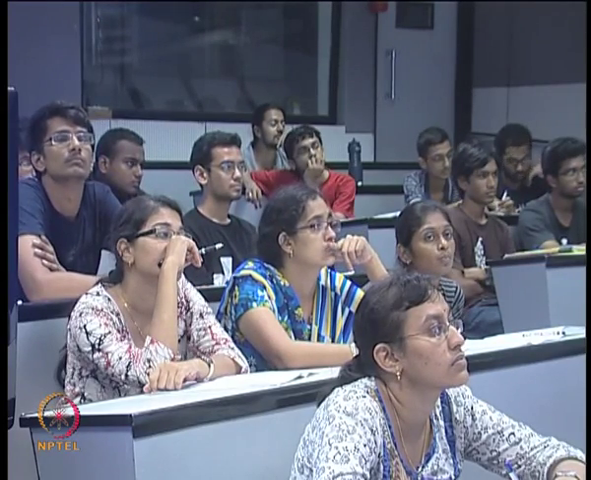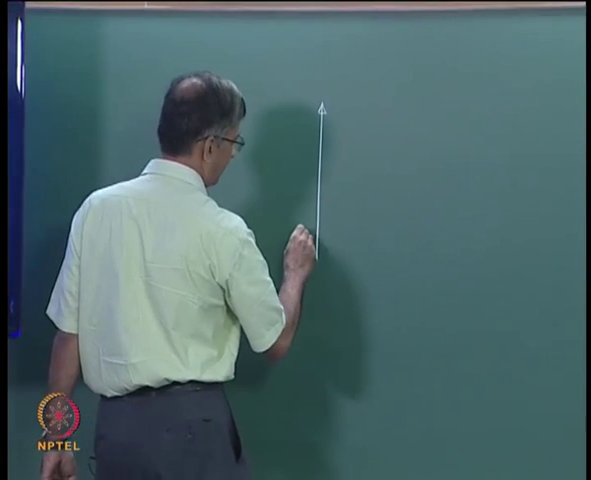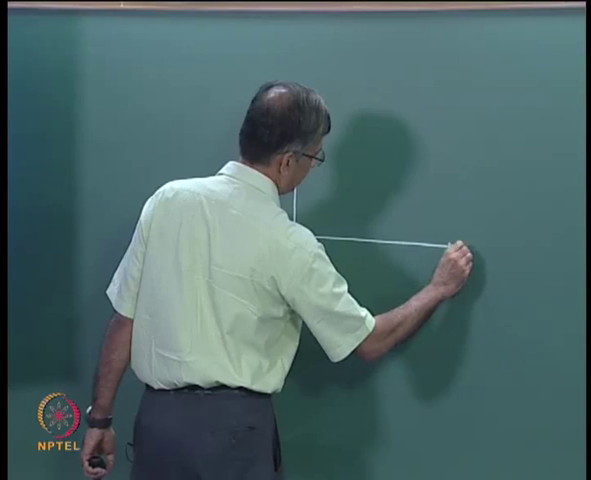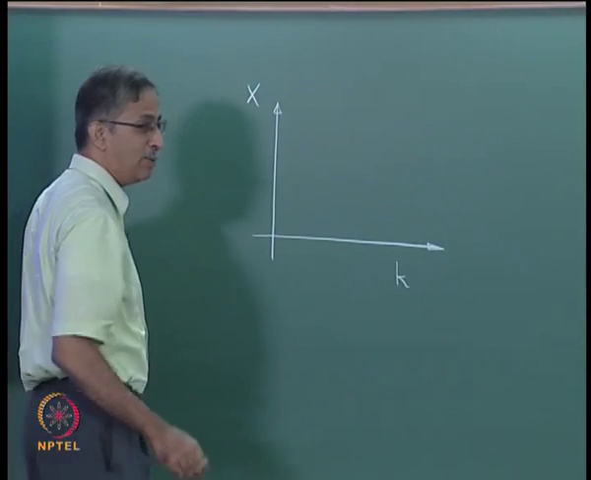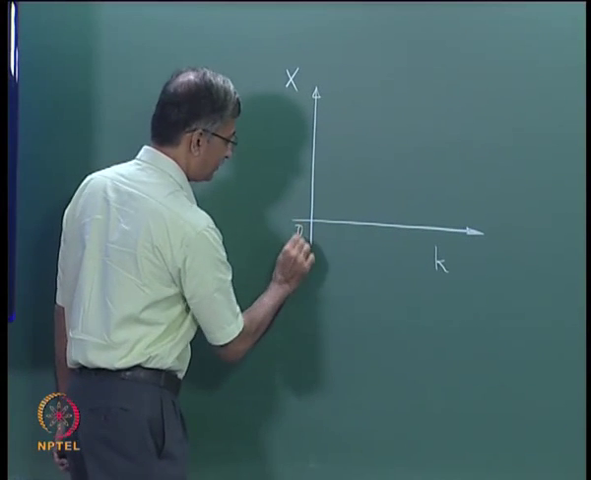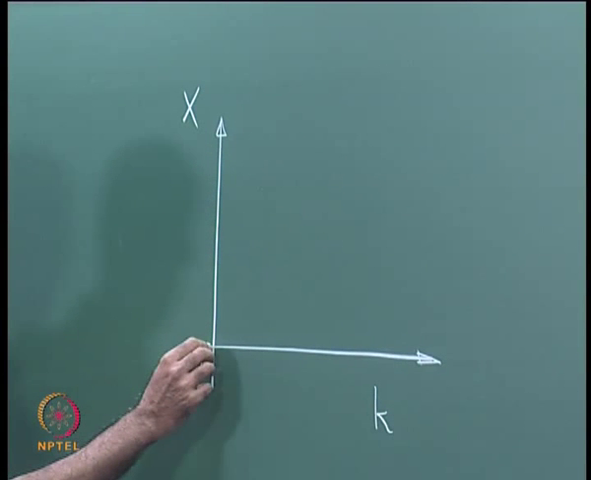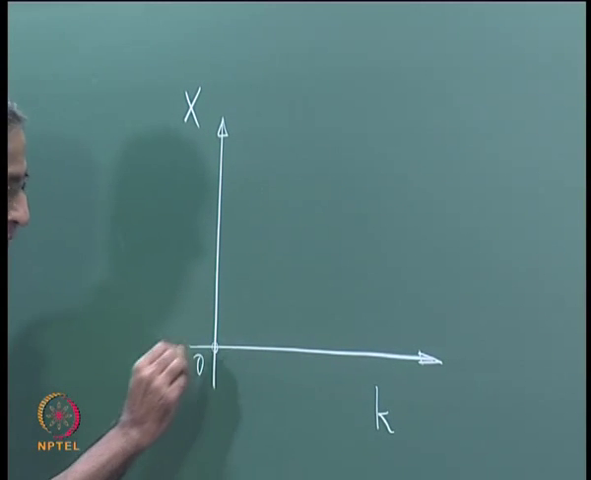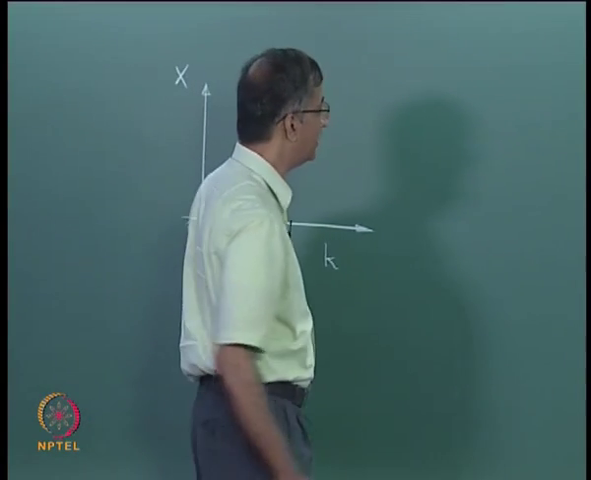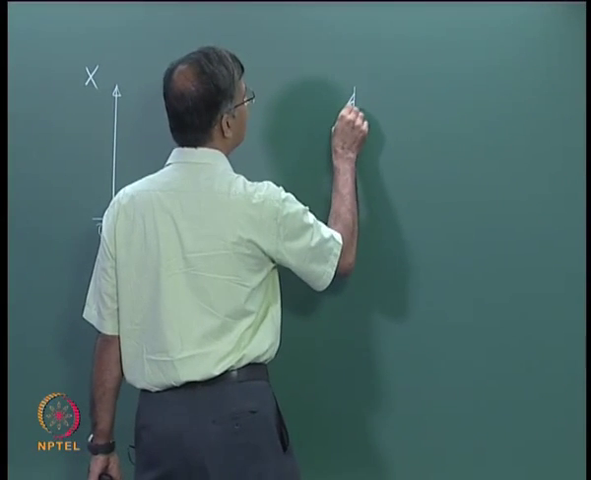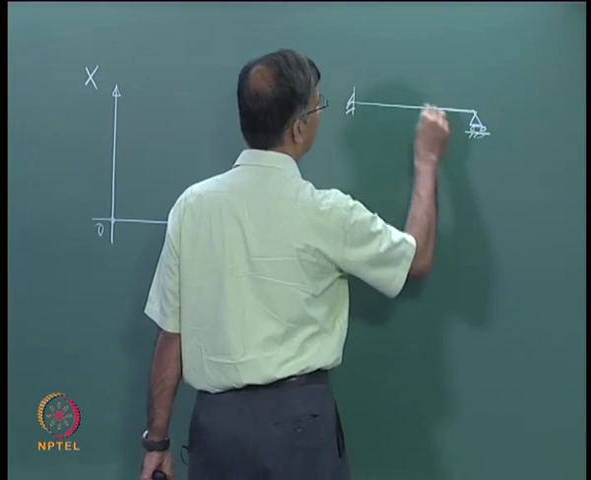So, if you had to plot K with X, how would this figure look? K equal to 0, X equal to 0, and K is infinity. Okay, so one point is here, right? K is infinity, it is P by 2. Will it be P by 2? Oh, sorry. K is infinity means you are dealing with this situation, right?